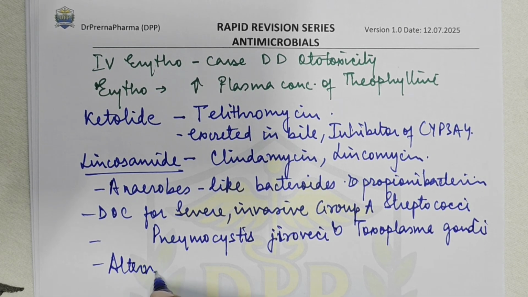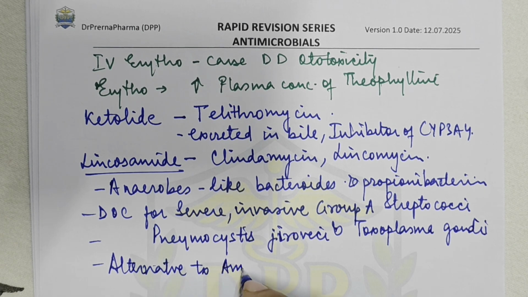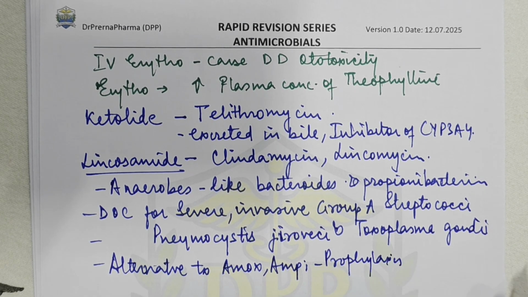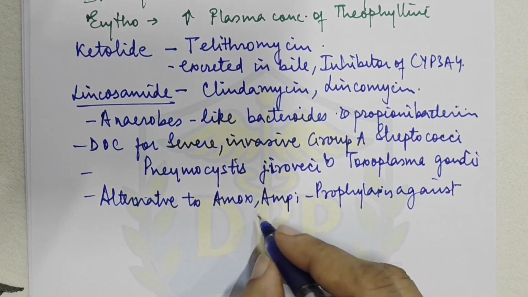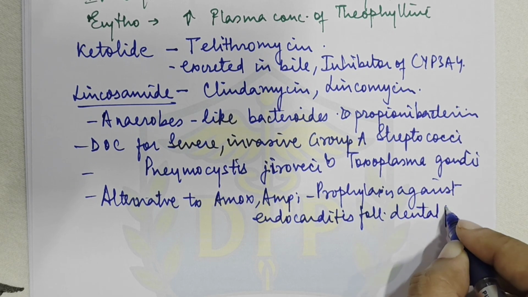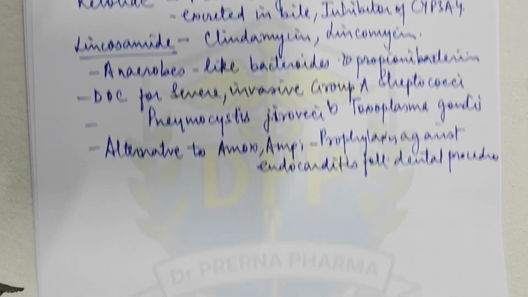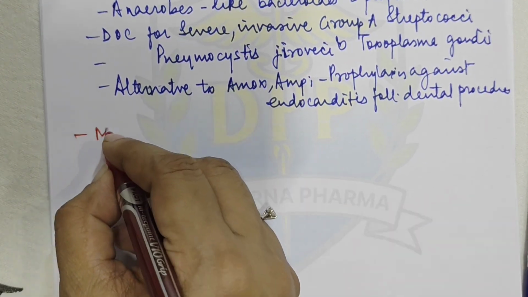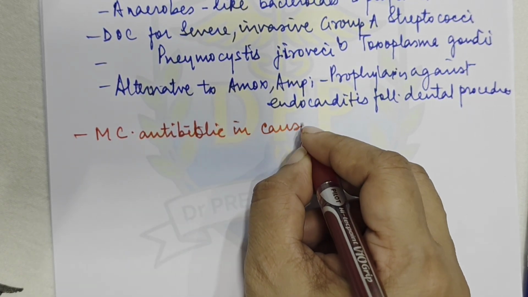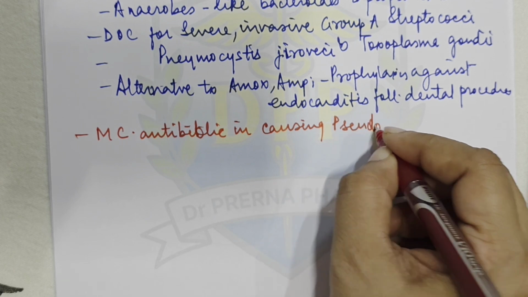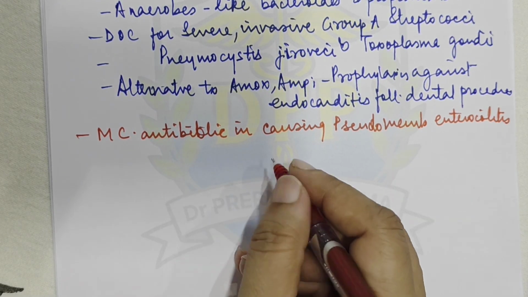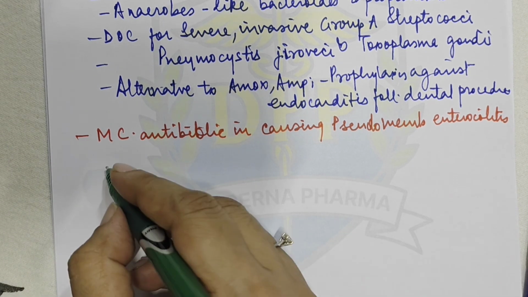It is used as an alternative to amoxicillin or ampicillin for prophylaxis against endocarditis following dental procedures, right? It is the most common antibiotic implicated in causing pseudomembranous enterocolitis, right? Next category of drugs that we have is streptogramins.